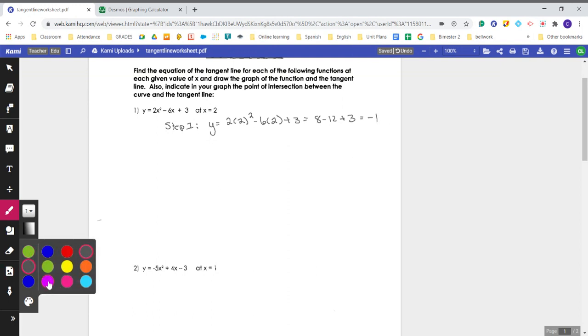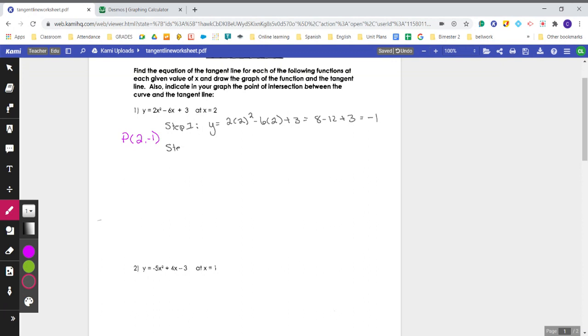So we're going to want to keep note of that point. So our full point is x is 2, y is negative 1. We're going to need that in order to find the equation of the tangent line. So remember, for the tangent line we use point slope form. So we also need to find the slope.